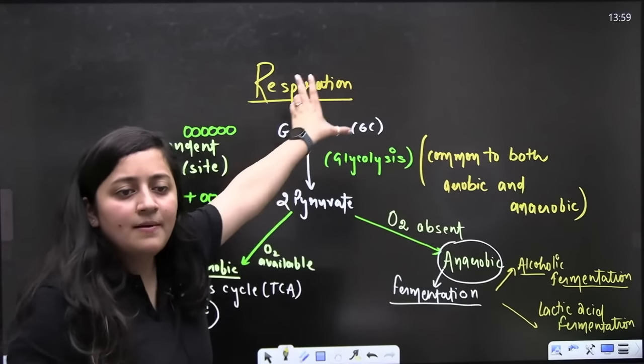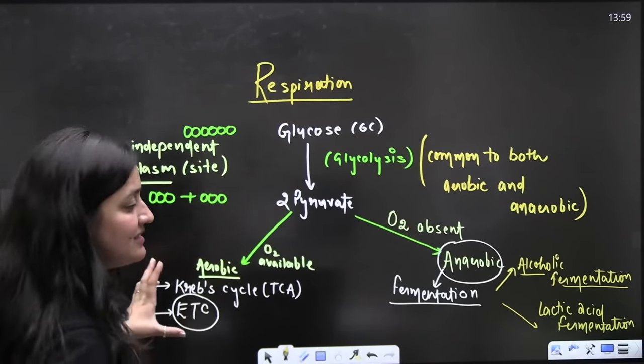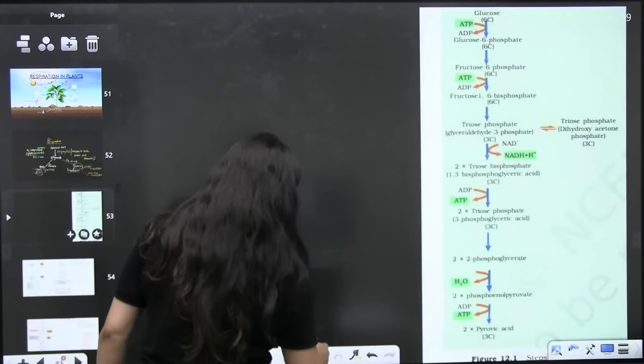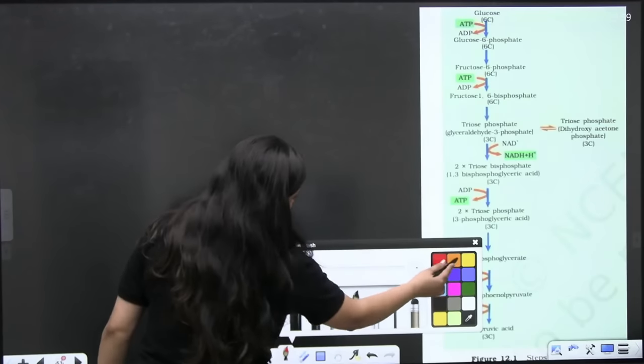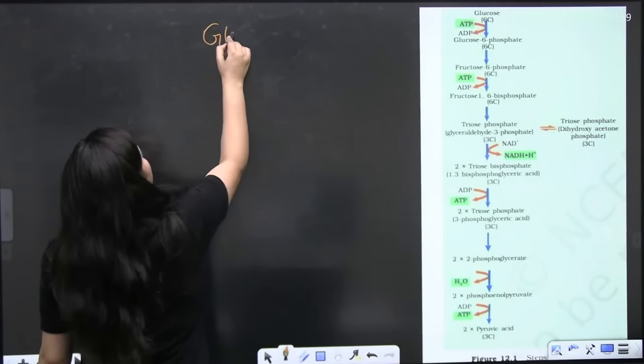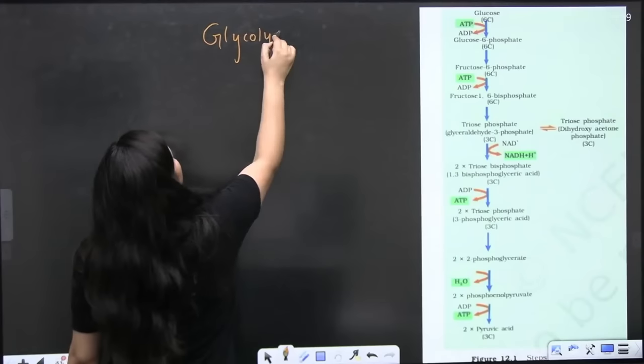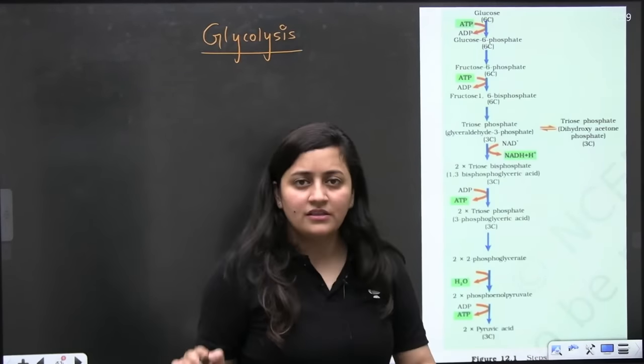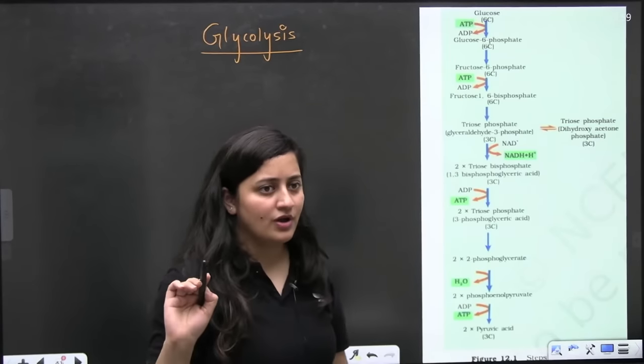This is the complete flow chart. Okay, so now come to the glycolysis. Do not get scared by looking at this particular flow chart. I will just tell you 3 to 4 points from where the question is going to come in the paper.